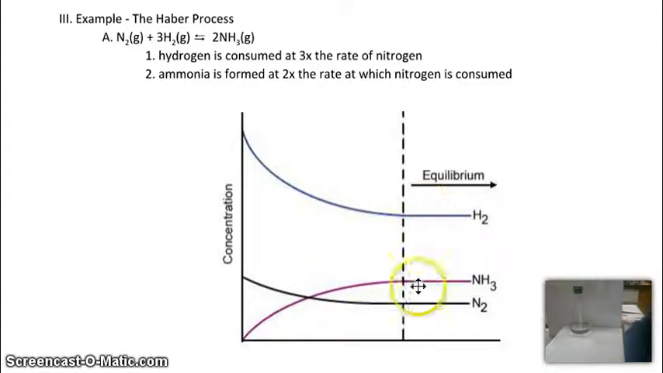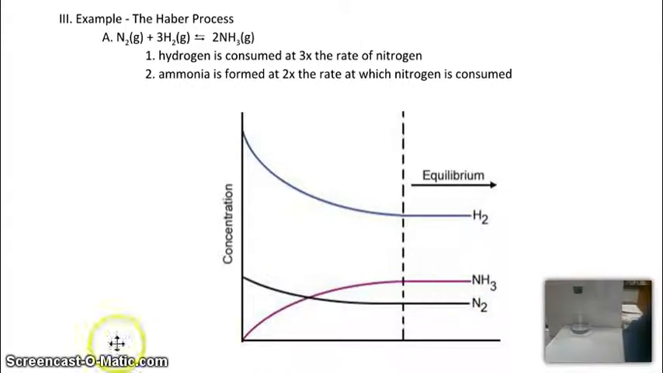So here is at equilibrium. Notice that the concentrations are flatlined. Notice there is no change in concentration, therefore it is at equilibrium. So the rate of the forward reaction, which is making the ammonia, is equal to the rate of the reverse, which is making the hydrogen and the nitrogen gas.